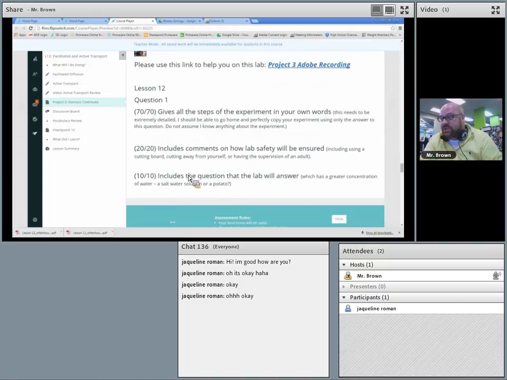So, includes the question the lab will answer. Alrighty. Which has a greater concentration of water, a saltwater solution or a potato? So, which has more water in it? Okay, the potato or the salt water? Okay, so you're going to see which way the water flows.